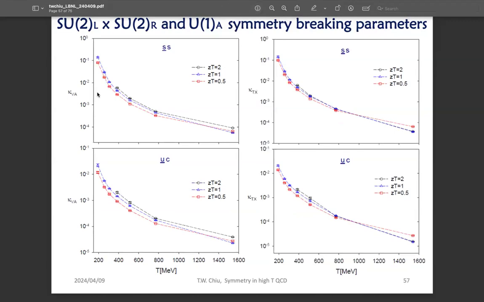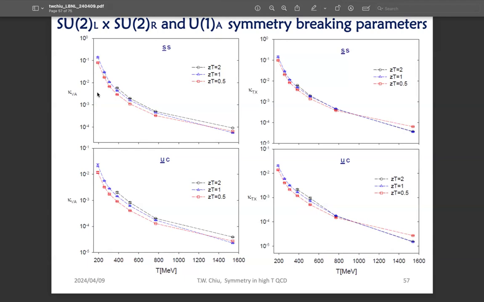So for the S bar S, and then the U bar C, you can see the difference between the S bar S and the U bar C at the same temperature. This sector has less breaking than the S bar S.